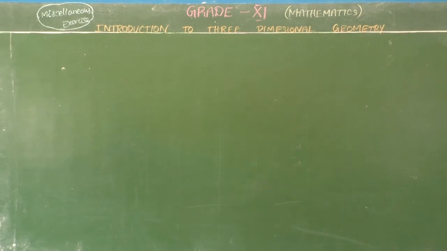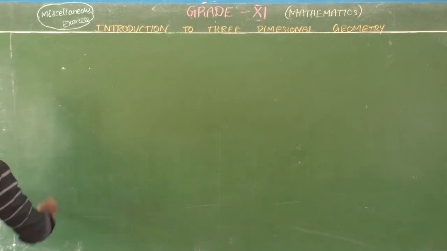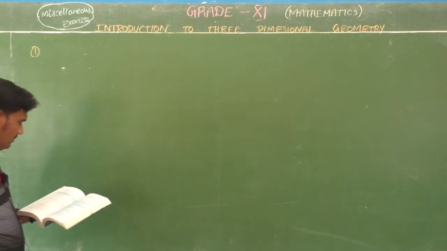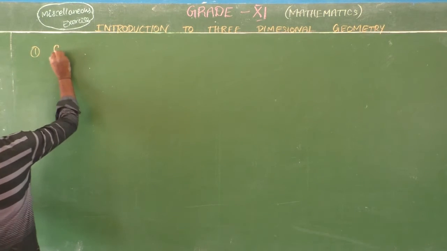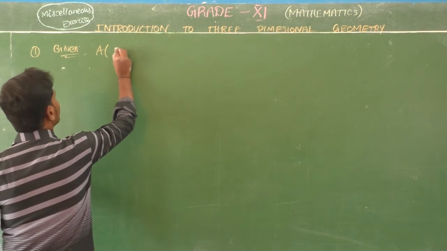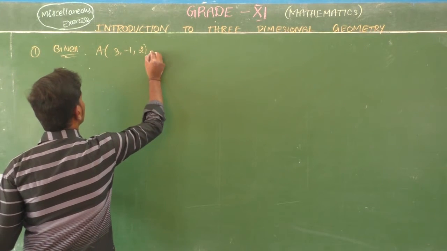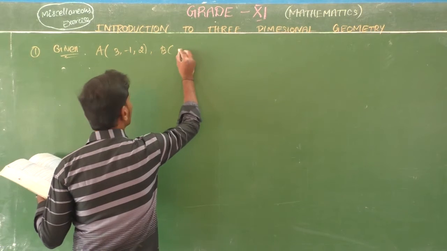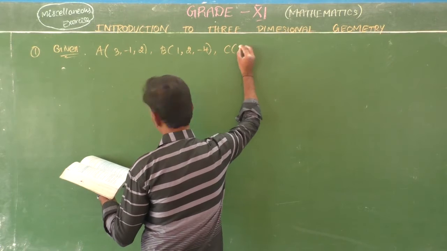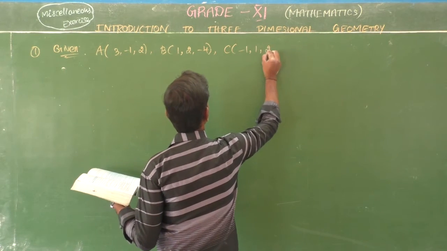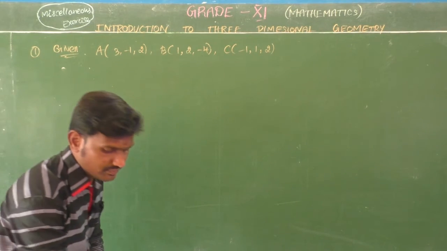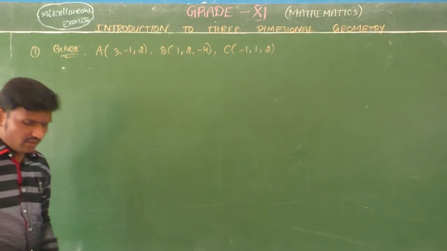Students, the next question is exercise first problem. The given question is: 3 vertices of a parallelogram ABCD are given. The vertex A is (3, minus 1, 2), then B is (1, 2, minus 4), then C is (minus 1, plus 1, 2). Then find the coordinates of the fourth vertex. Find the coordinates of the fourth vertex.